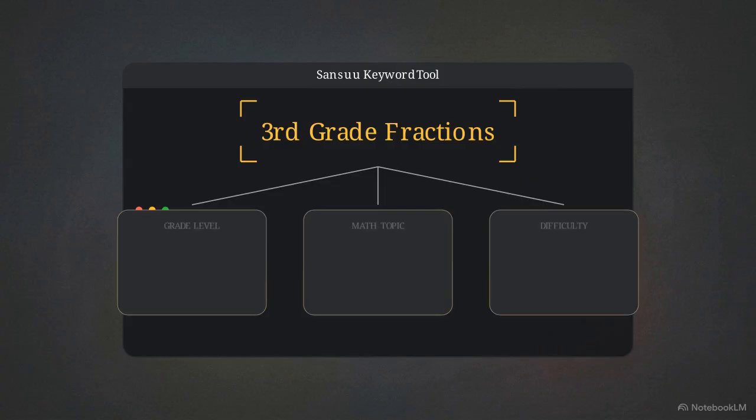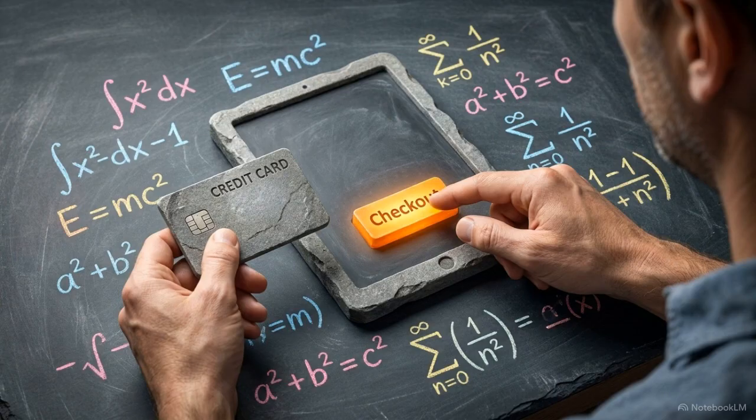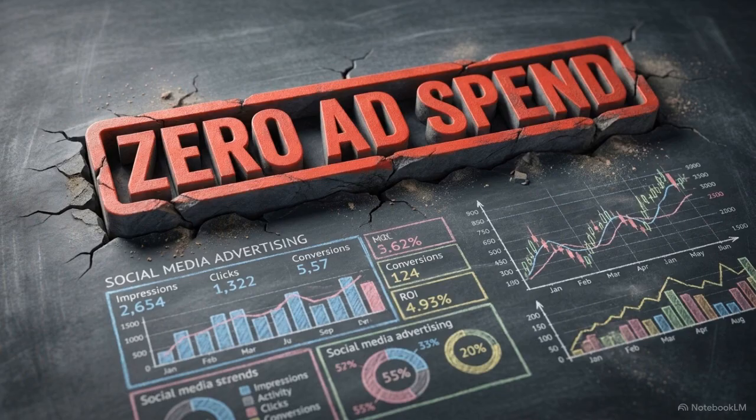Once locked on to a target, that single search term gives you 3 parameters: precise grade level, math topic, and difficulty. By answering a highly specific demand, your final workbook lands directly in front of buyers who already have their credit cards out. You eliminate the need for paid advertising entirely.